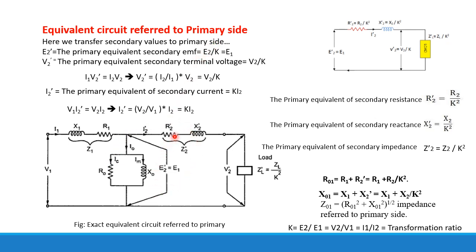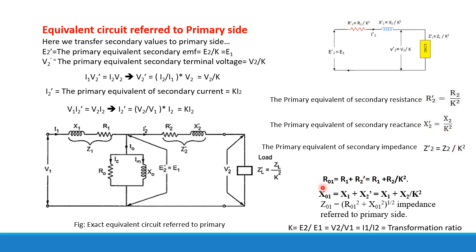In this one, the secondary side resistance and reactances are shifted to primary side and those values are R2 dash and X2 dash respectively. This R2 dash is equal to R2 by K square and X2 dash is equal to X2 by K square, where K is the transformation ratio. Z2 dash is equal to Z2 by K square.